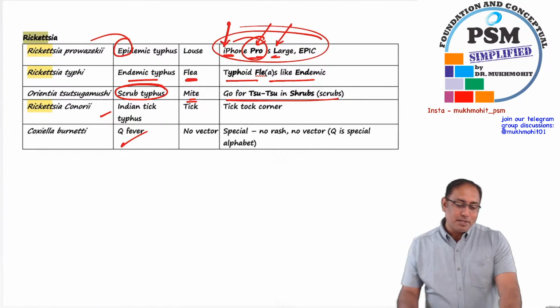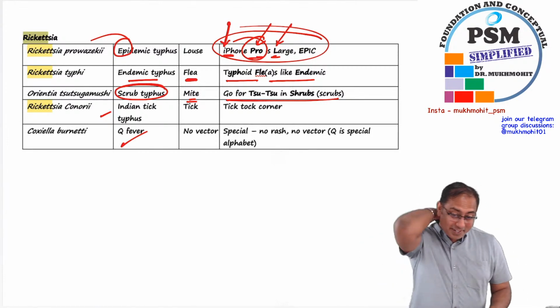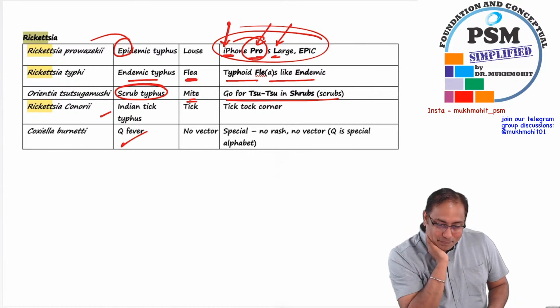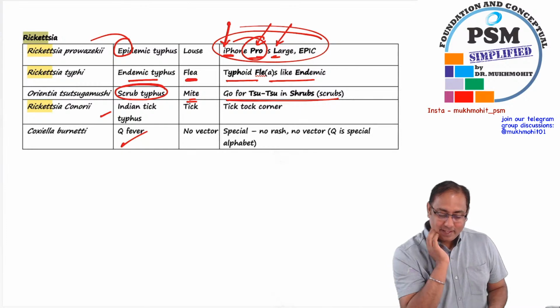Love is epidemic. Absolutely correct. Nice mnemonic, nice way to remember it. If you have any other mnemonics, just let me know. So love is epidemic, absolutely.